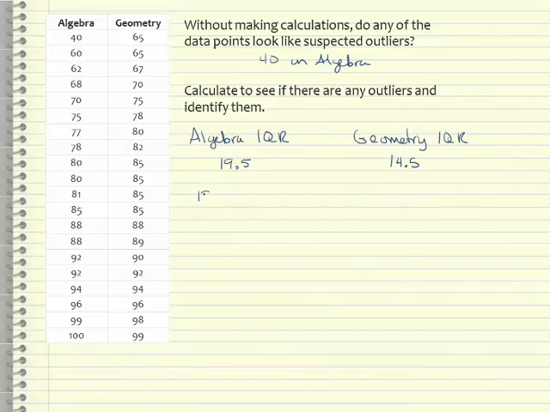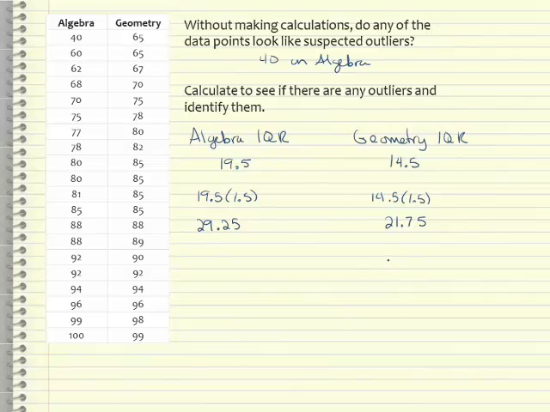Now we're going to take the IQR and multiply it by 1.5. So 19.5 times 1.5 is 29.25. Geometry, I'll take that 14.5 and I multiply it by 1.5. And I get 21.75.